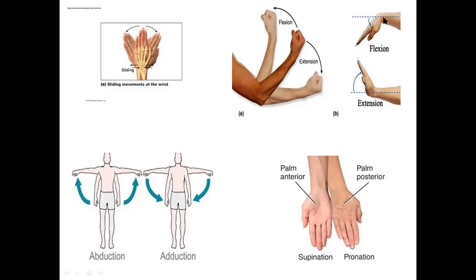This is the flexion of the wrist, that is, the bending of the hand toward the forearm, and an extension, straightening of the hand.